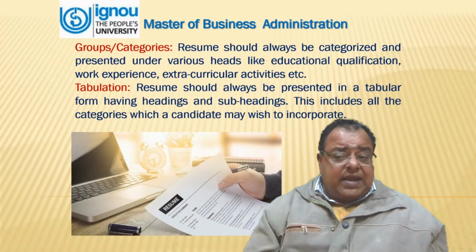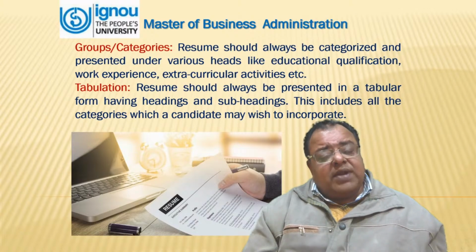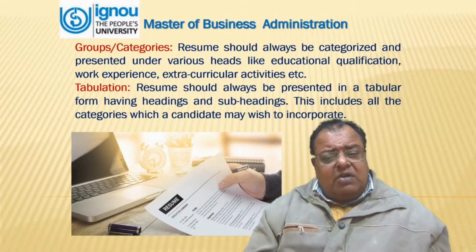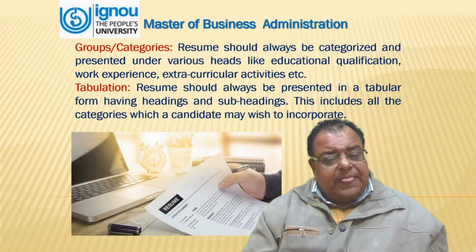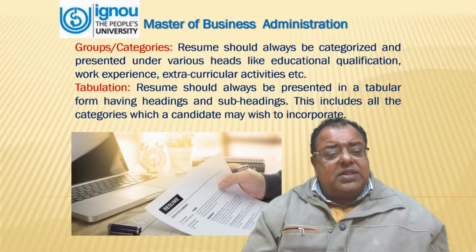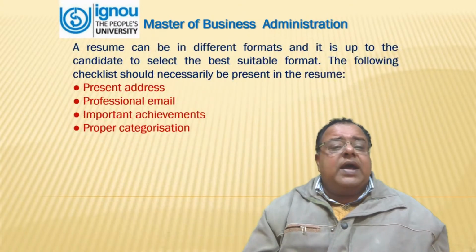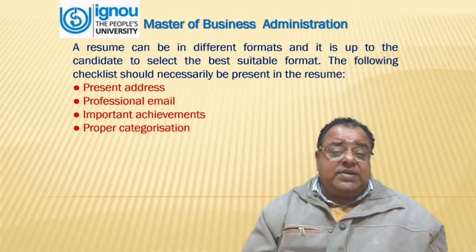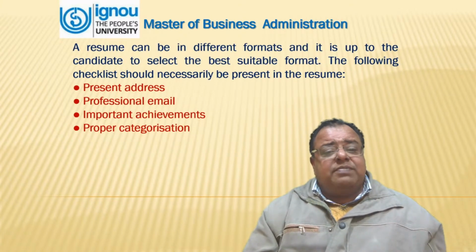Groups and categories. A resume should always be categorized and presented under various heads like educational qualification, work experience, extracurricular activities, etc. The next part is the tabulation. A resume should always be presented in a tabular form, having headings and subheadings. This includes all the categories which a candidate may wish to incorporate. A resume can be in different formats, and it is up to the candidate to select the best suitable form. The following checklist should necessarily be present in the resume.